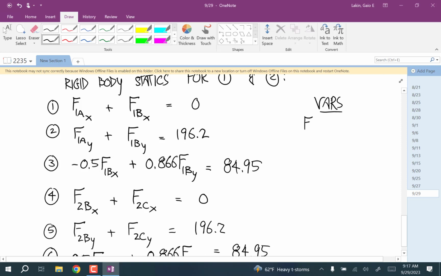Okay, so we got the force on 1 by A, X and Y components. The force on 1 by B, X and Y components. The force on 2 by B, X and Y components, and the force on 2 by C, X and Y. So yeah, 8, you were right. Okay, so 8 variables with 6 equations. So we can't solve it yet.